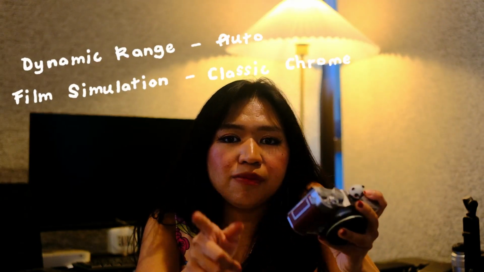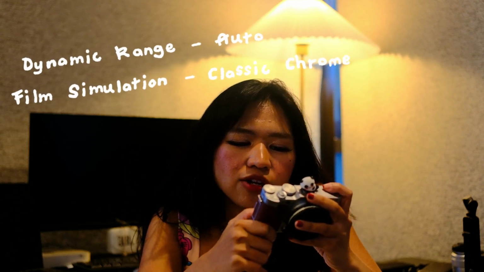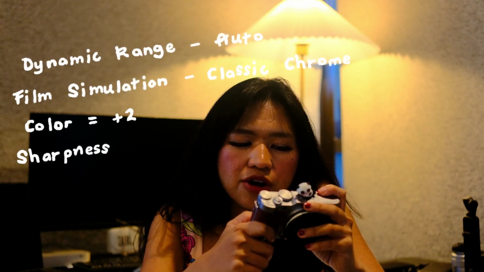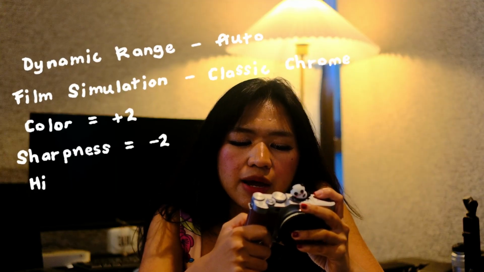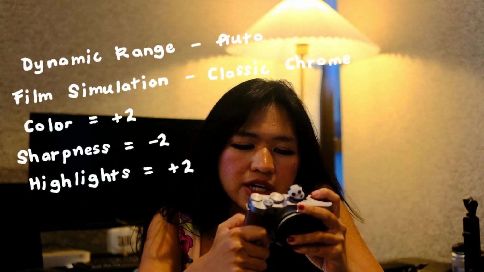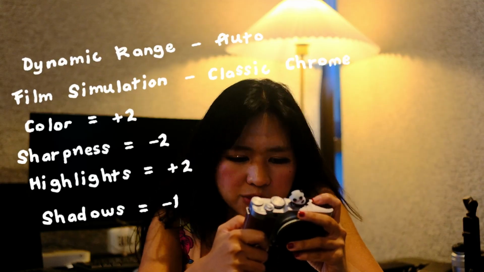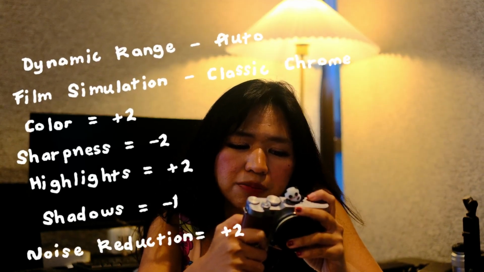So after that, you scroll down, and we'll go back to the white balance later, but I set my color to +2 and then sharpness to -2. I put the highlight tone on +2 and then the shadow on -1, and then noise reduction on +2.